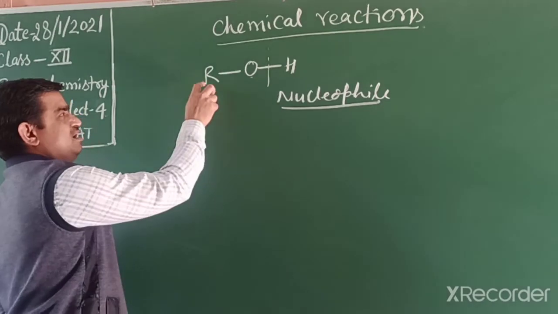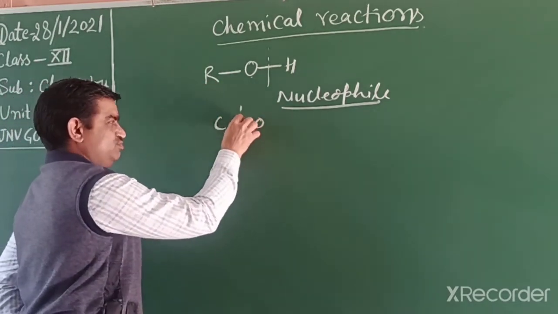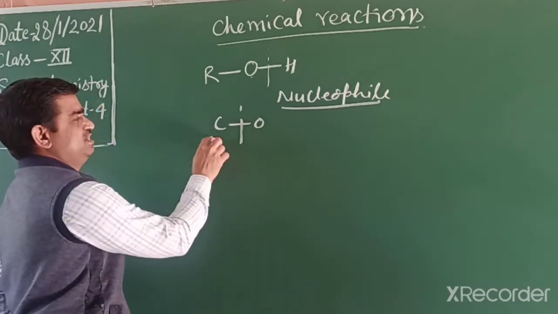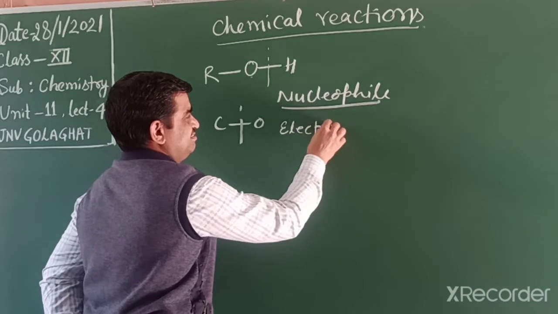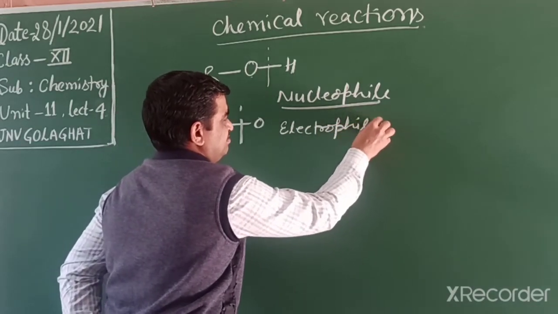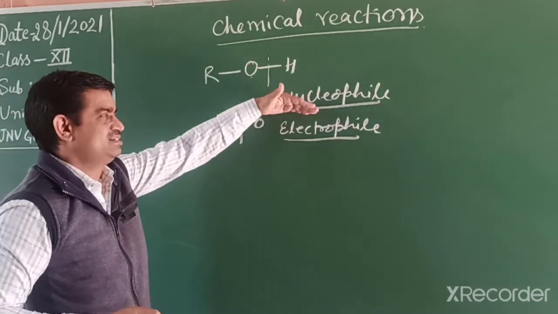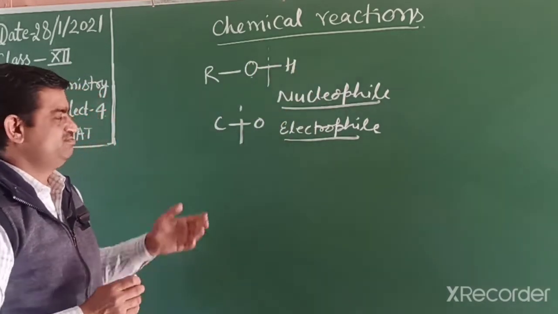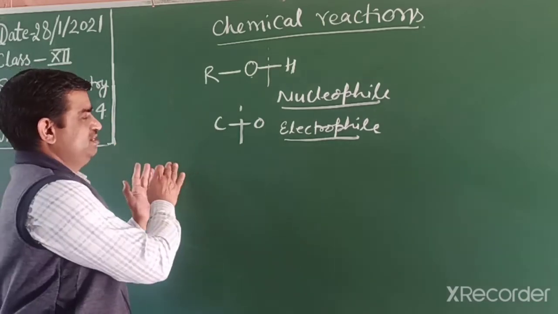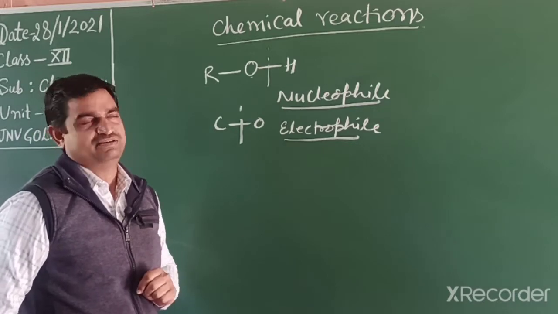And when the carbon-oxygen bond dissociates, at that time they act as an electrophile. It means alcohol can act as a nucleophile as well as an electrophile. So at first we explain how alcohol behaves as a nucleophile and as an electrophile.